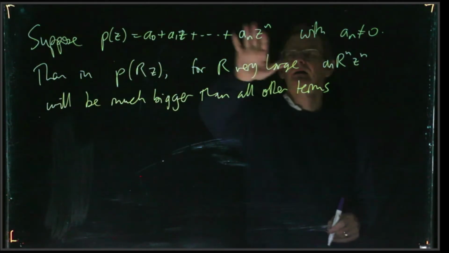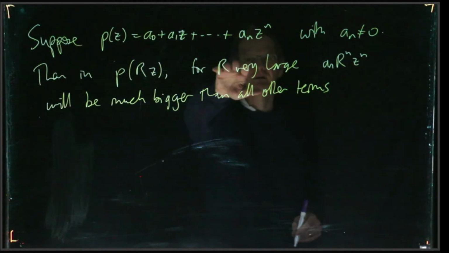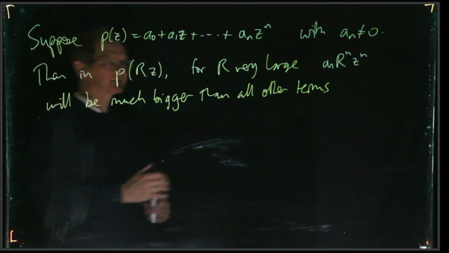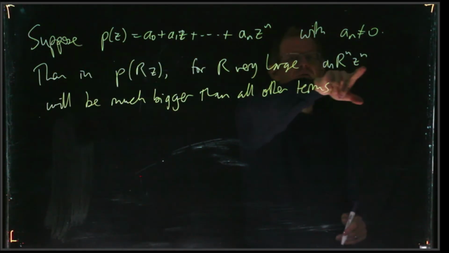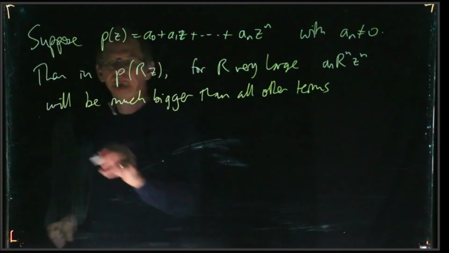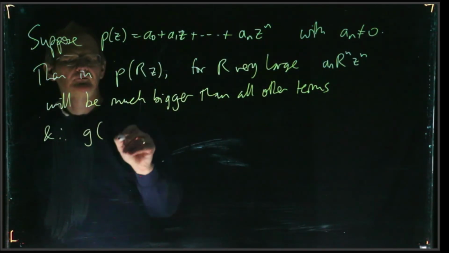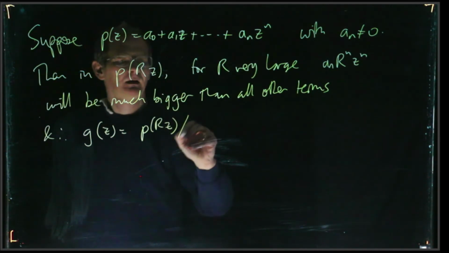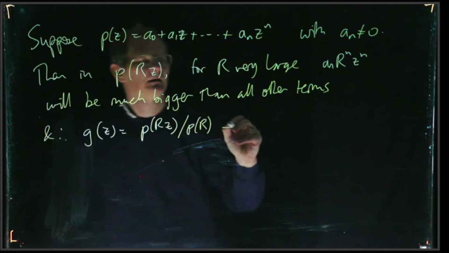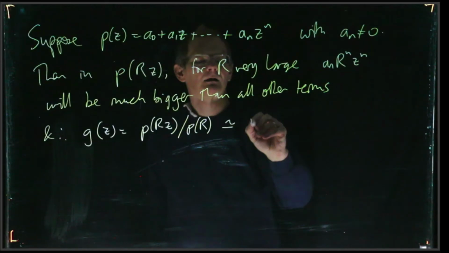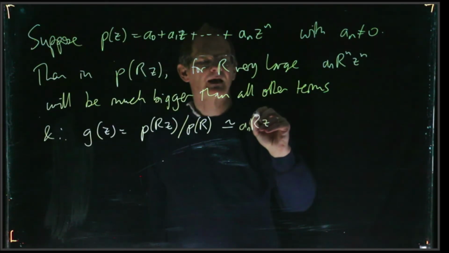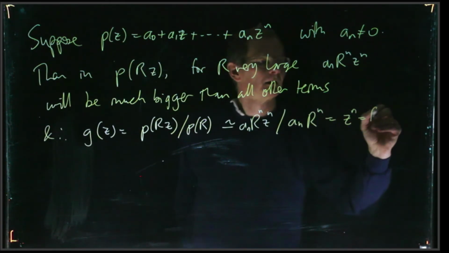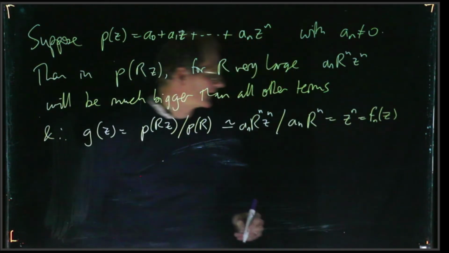Of course, that could be reduced depending on exactly what the coefficients are. But we could be a little bit more precise if necessary. But basically, this is the point. As R is large enough, then this term will completely dominate. And so our g of z, which is P of Rz over P of R, is going to be approximately a_n R to the n, z to the n, over a_n R to the n, which is z to the n, which was our F_n of z.